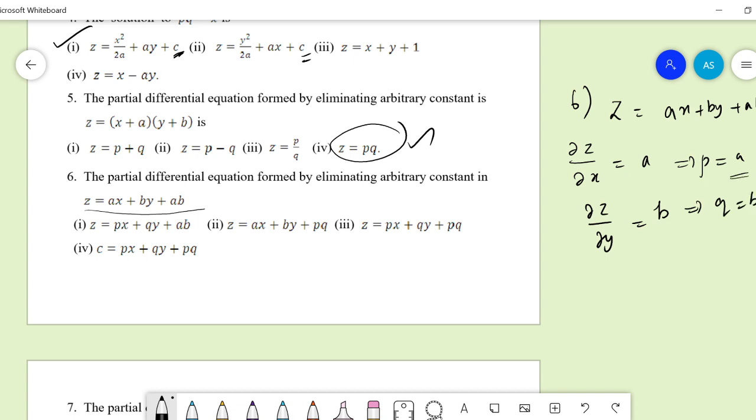Now substitute your a and b values in the given equation. z equals a value is p, so z equals px plus qy plus pq. So this is Clairaut's form. This is our answer in question number 6. Next, question number 7.